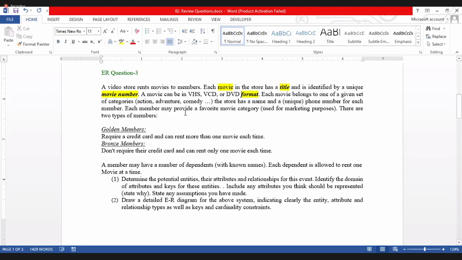Each movie belongs to one of a given set of categories. There can be categories also, right? The category. You can draw this category as an entity, or you can draw this category as an attribute.